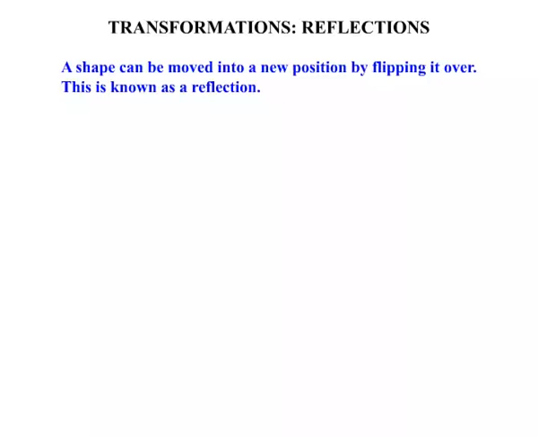Now in this lesson on transformations, we're going to be looking at the type of transformation known as a reflection. A shape can be moved into a new position by flipping it over. This is known as a reflection. So to reflect something means to flip it over. Let's look at some examples.